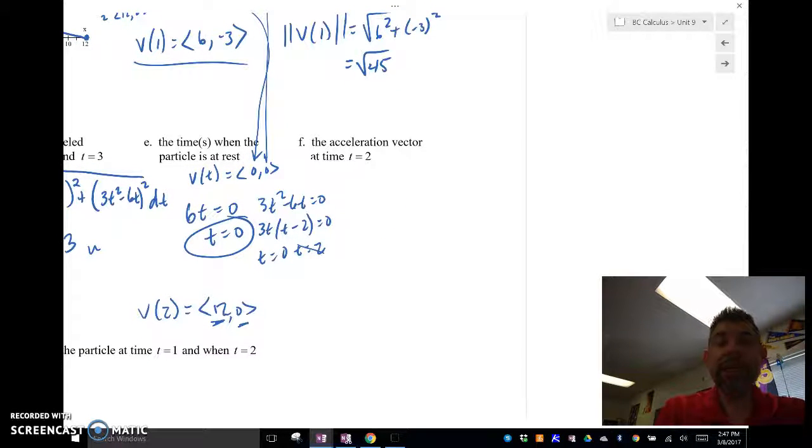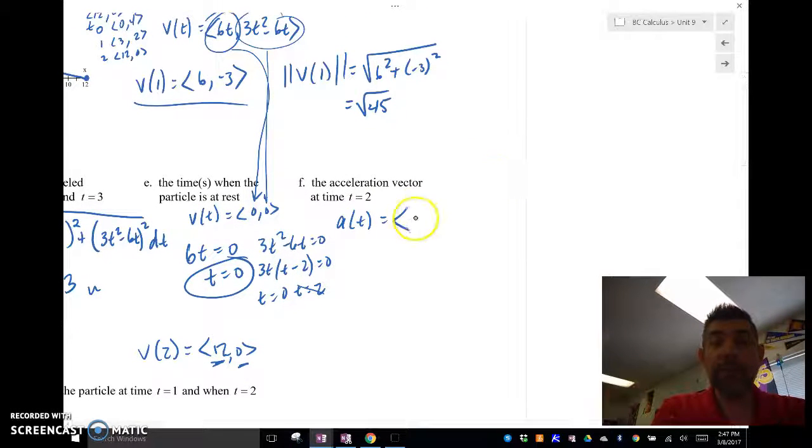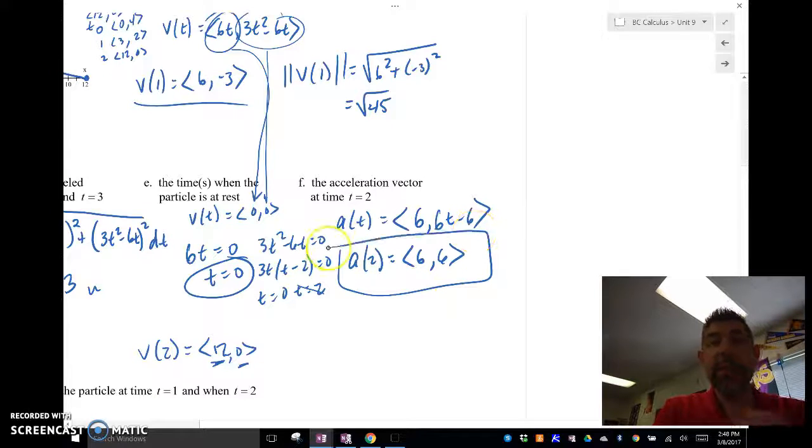So we're looking for the acceleration vector. The acceleration vector is going to be the derivative of each of the velocity components. So I'm going to have 6 and 6t minus 6, and I want it at 2, so I'm going to have 6 and 6, and that's my acceleration at 2.